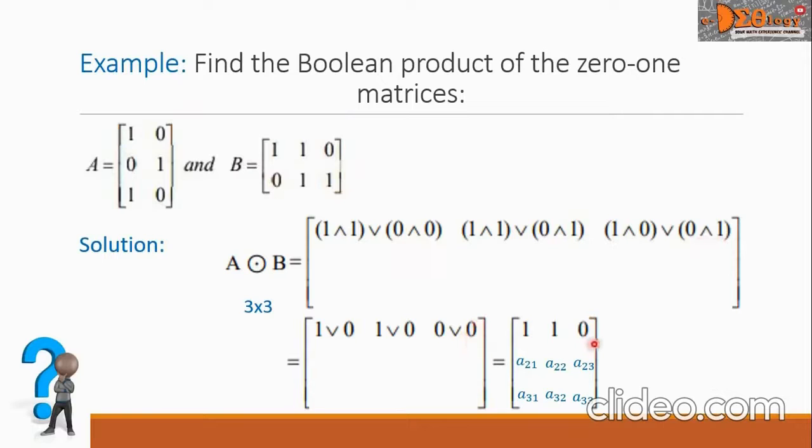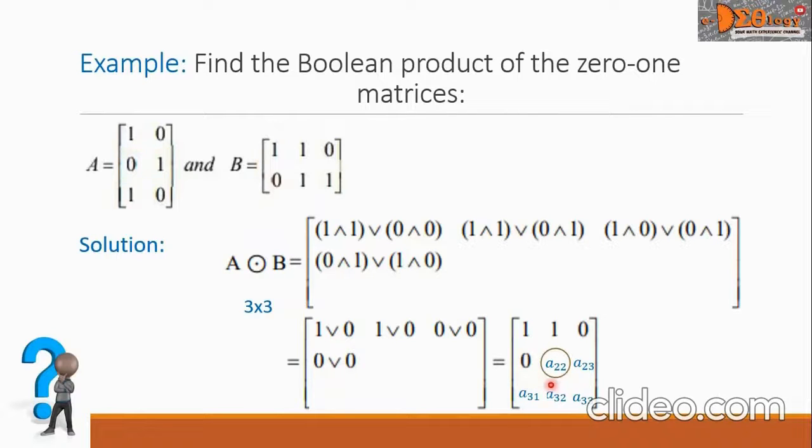0 or 0 is 0. Next element, A sub 2, 1. We need the second row of A and the first column of B. So we write 0 and 1 or 1 and 0. 0 and 1 is 0 or 1 and 0 is 0. 0 or 0 is 0.